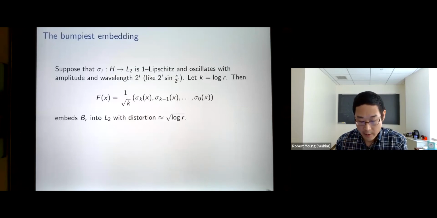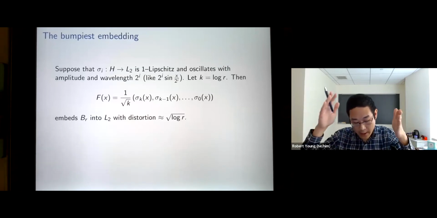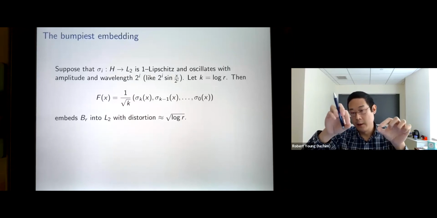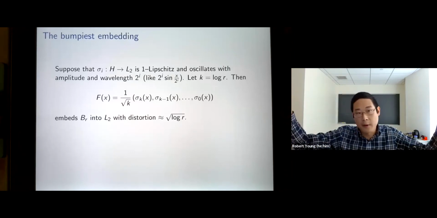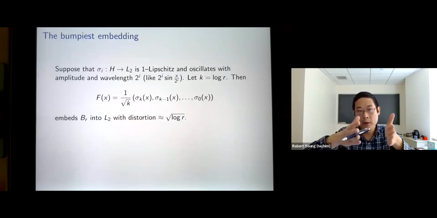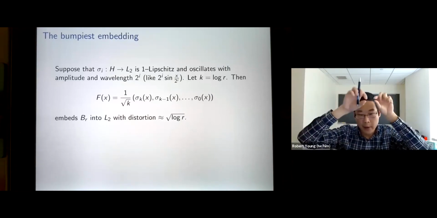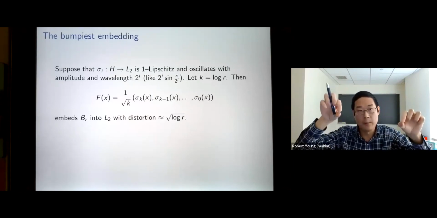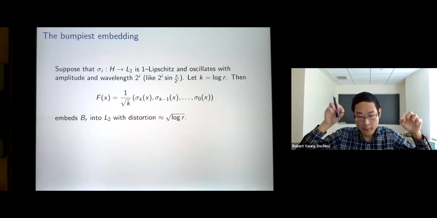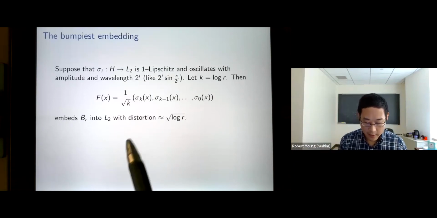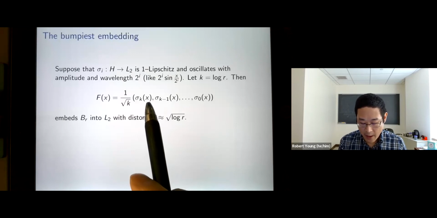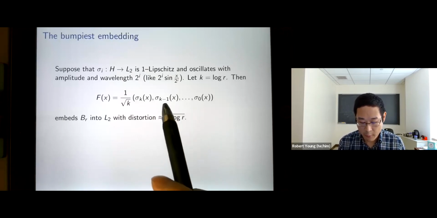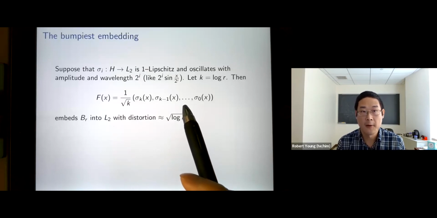Because if you have two points inside the ball of radius r, inside B_R, then on one hand, these are both inside the ball of radius r, so they're at most distance 2r apart. On the other hand, these are two points in the integer lattice, and two points in the integer lattice are at least distance 1 apart. And so if you have two points in the ball of radius r, then they're going to have distance about 2 to the i between them, which means that they're going to be well separated by one of these coordinate functions, by the ith coordinate function.